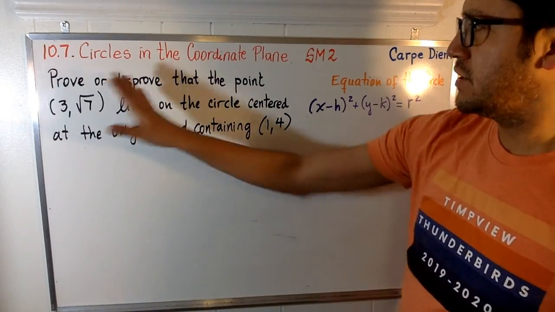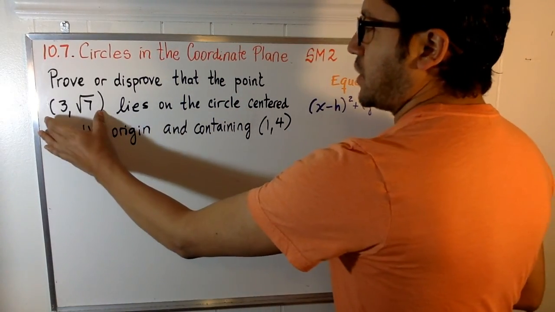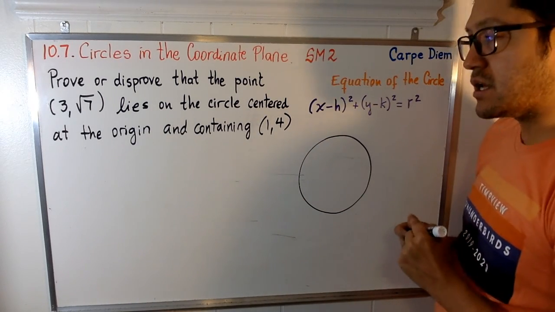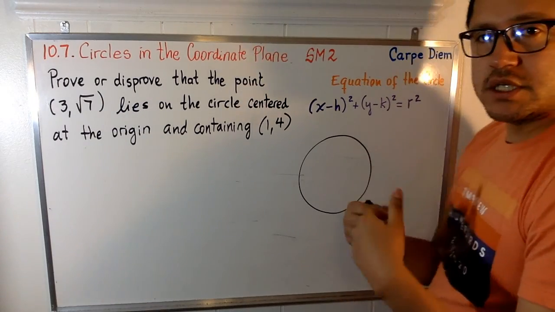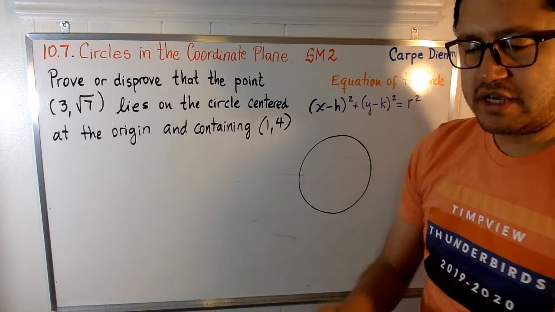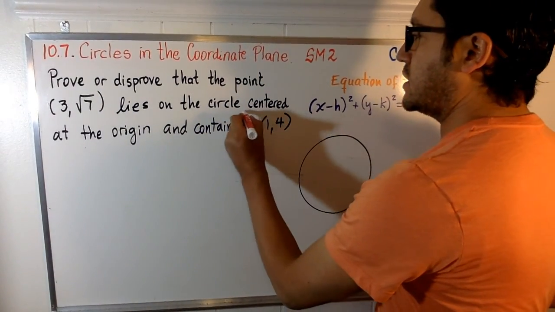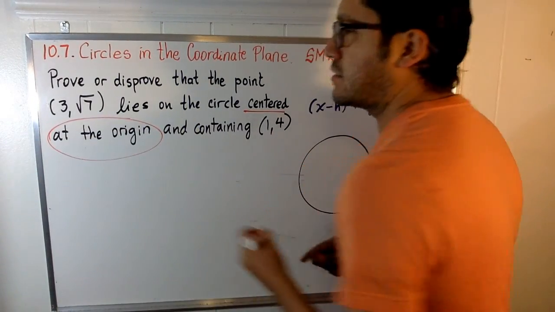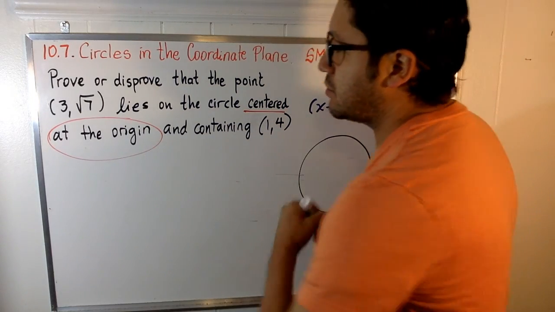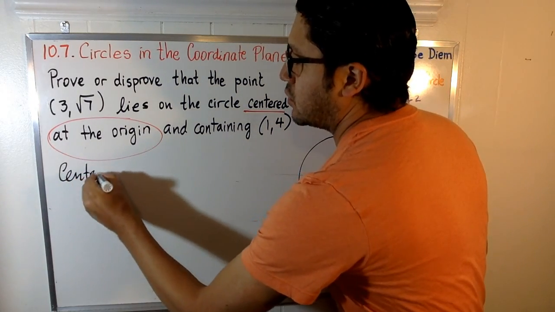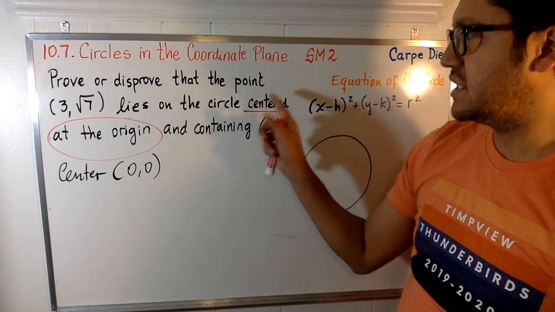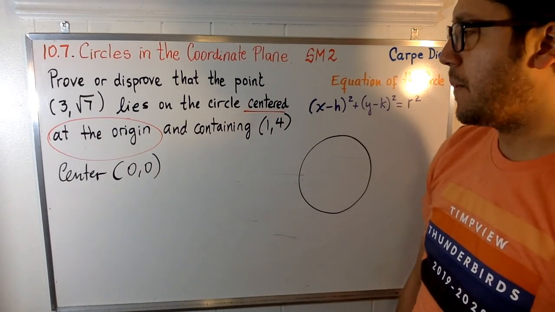So, in this case, we need to prove that this point, let's say that this is the circle that we are thinking about, this circle contains certain characteristics given in the problem. The first thing you have to take into account is that the circle is centered at the origin. So when you read that, you have to remember that you already know the coordinates of the origin. In this case, this circle is centered at (0, 0).